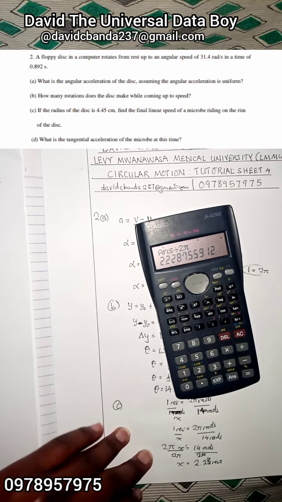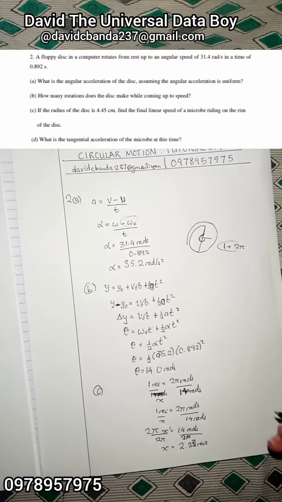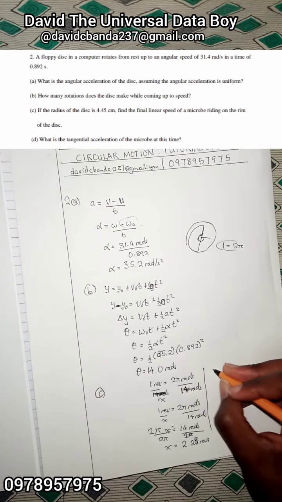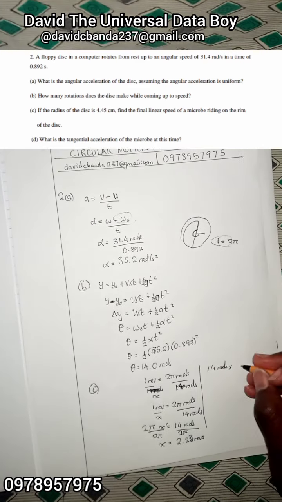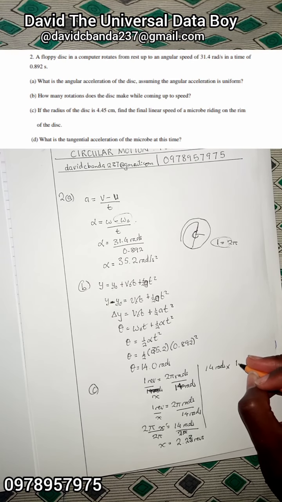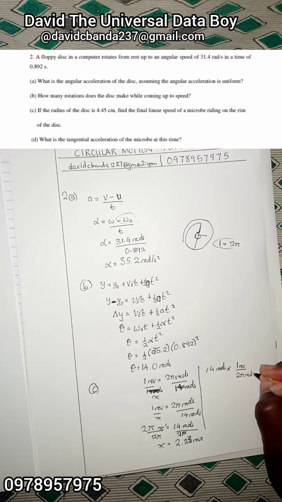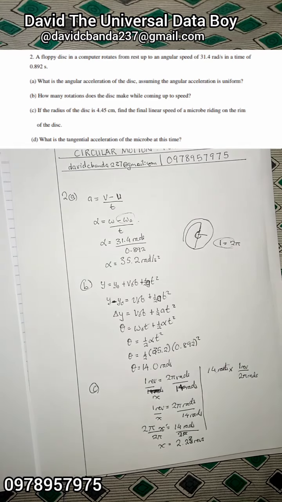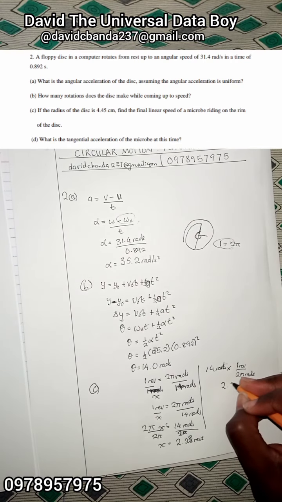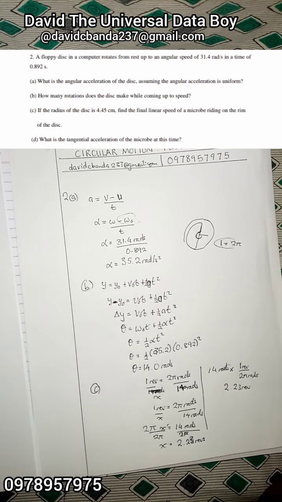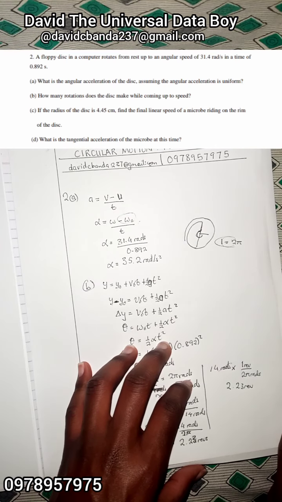So now one other way you can find this is by using the conversion factor. So you can say 14 rads multiplied by 1 revolution is equal to 2 pi rads, because we want the rads to cancel. So now the 14 will remain to divide with the 2 pi, and 14 divided by 2 pi we already found to be 2.23 revolutions. So now we can go on and find C.